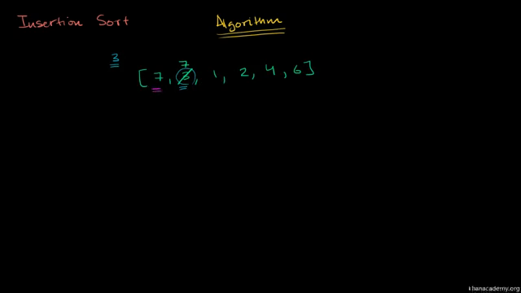And let's put the 3 where the 7 is, especially because there's nothing left to compare the 3 to. There's nothing lower. There's no elements before the 0th element. So let's just stick the 3 right over there. And so our list now looks like 3, 7, 1, 2, 4, and 6.